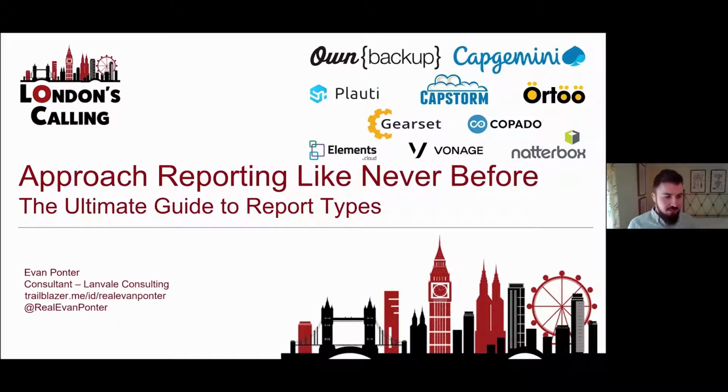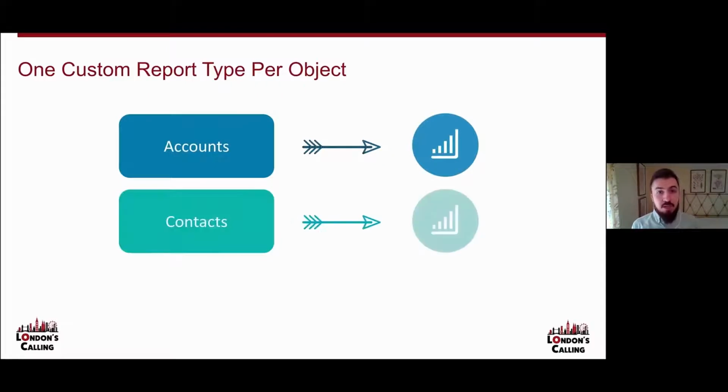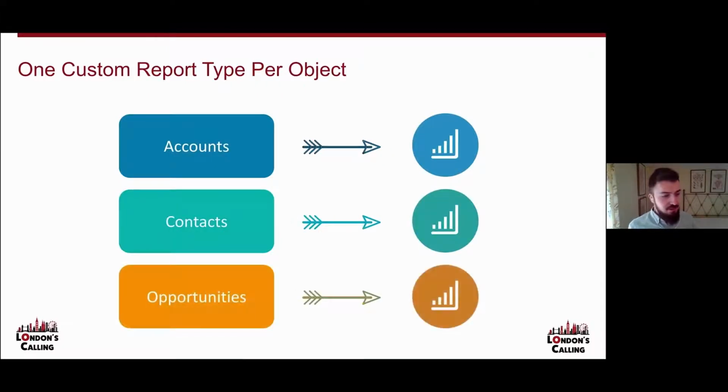And today I want to cover what should be a really simple concept of how you should approach reporting in your Salesforce organization. I came up with this idea that you really only need one custom report type per object. So every time you're going to build a report that references account records and you want accounts to be the details in your report, you're going to use your one custom report type for accounts. The same thing for contacts. If you want the details in your report to be contact records, you're going to build one custom report type for those contact records. Same thing for opportunities.